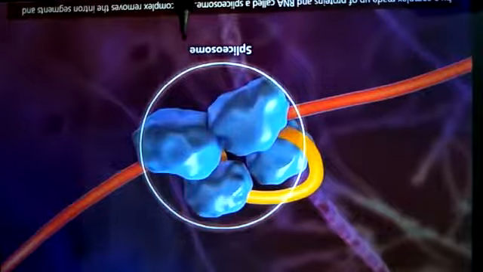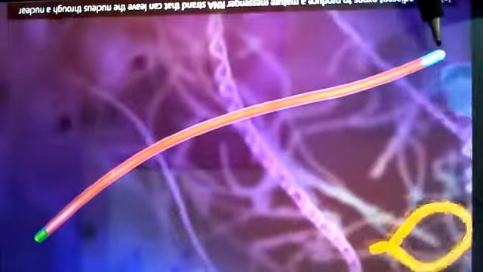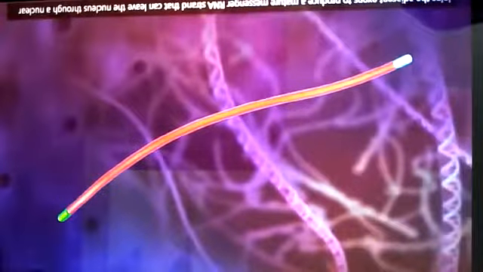By this, the complete formation of mRNA takes place, and capping and tailing also we can see very clearly here. So by this we have completed the process of transcription.